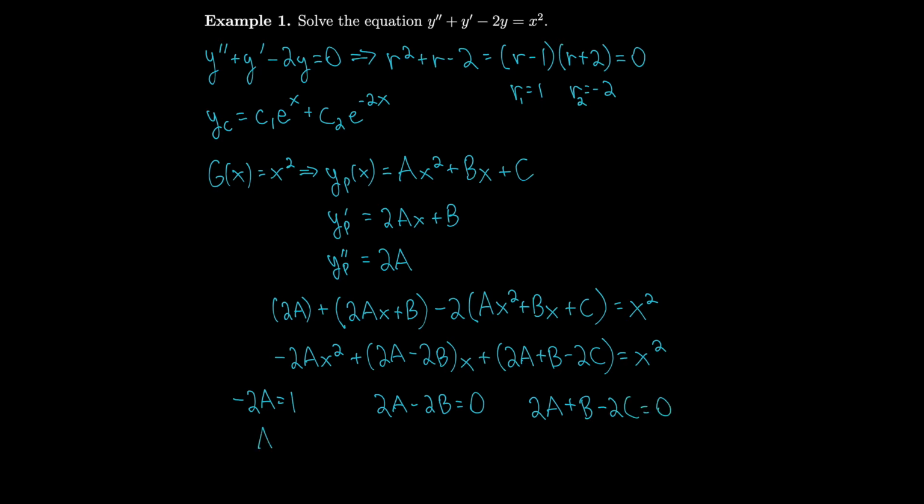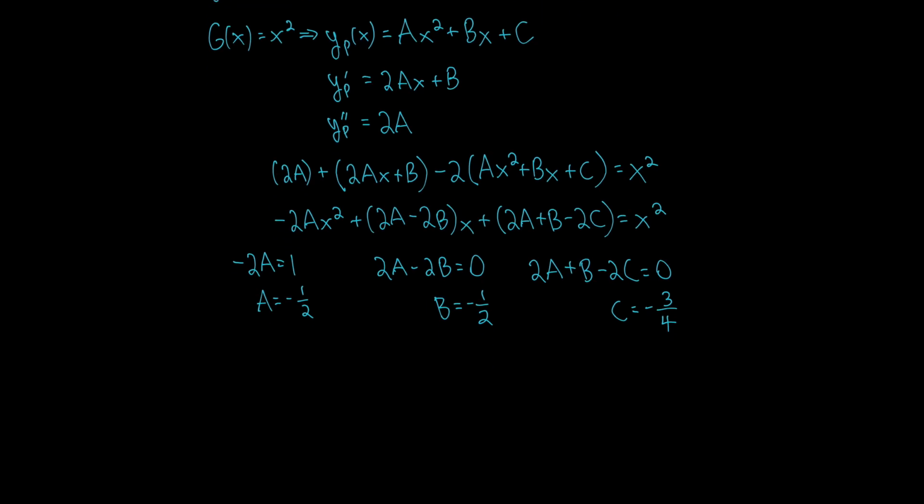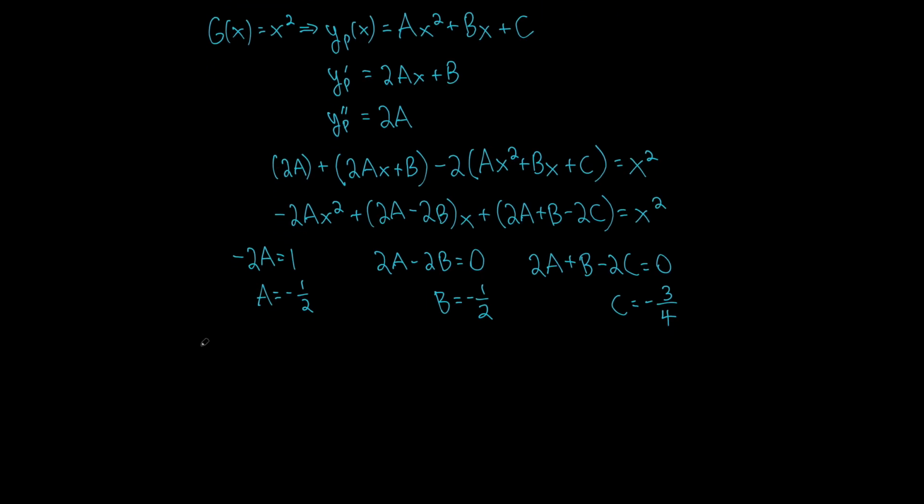The first equation tells us that a is equal to minus 1/2. Then plugging in minus 1/2 for a in the second equation gives us b equal to minus 1/2 also. And then plugging in a and b into the third equation gives us c equal to minus 3/4. So that means that we now know what our particular solution is.